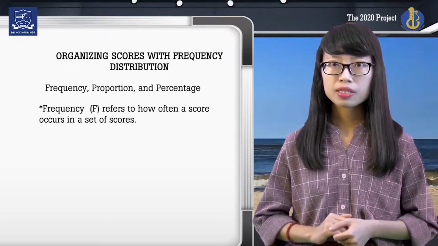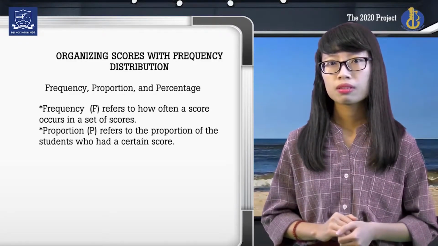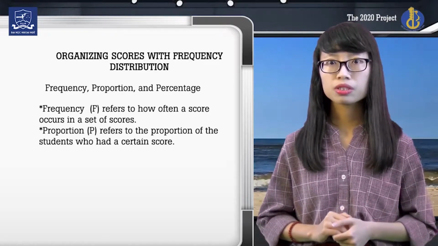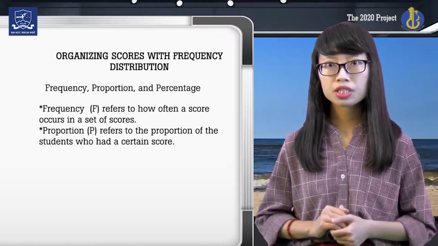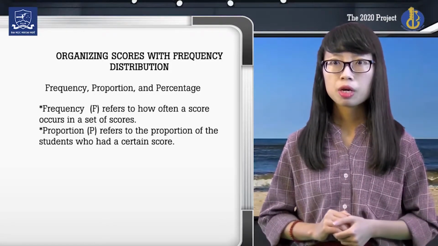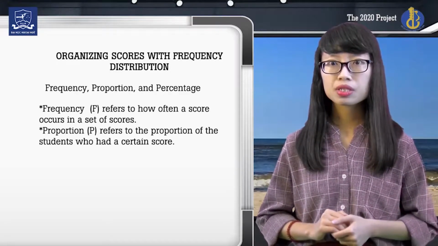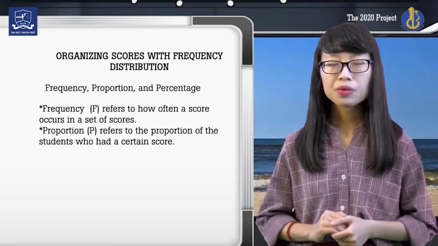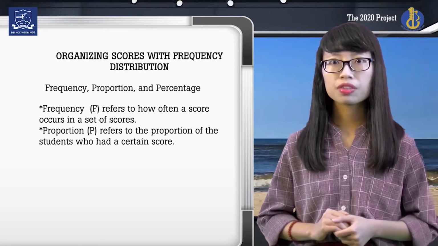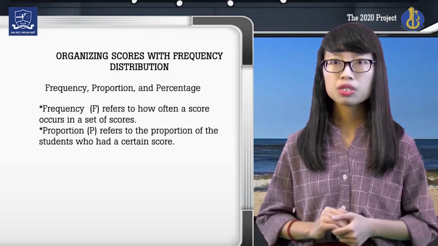The second concept I want to introduce to you is proportion. Proportion refers to the proportion of students who had a certain score, which is calculated by having frequency divided by the total number of students. For example, there are 5 students scoring 9 on a test, and you have a total of 25 students. Then the proportion of the score 9 is 5 divided by 25, which is 0.2.